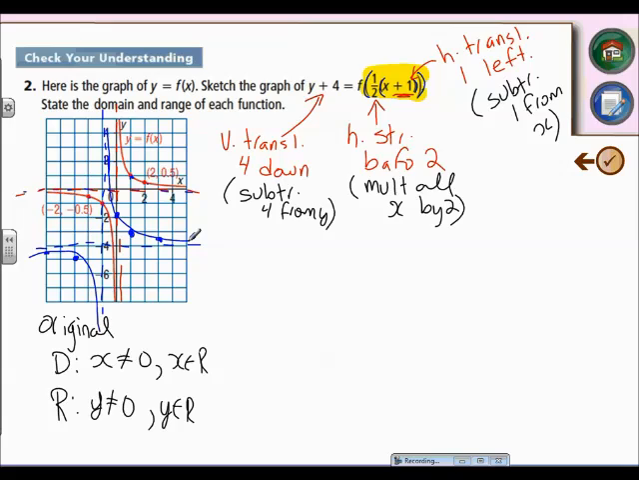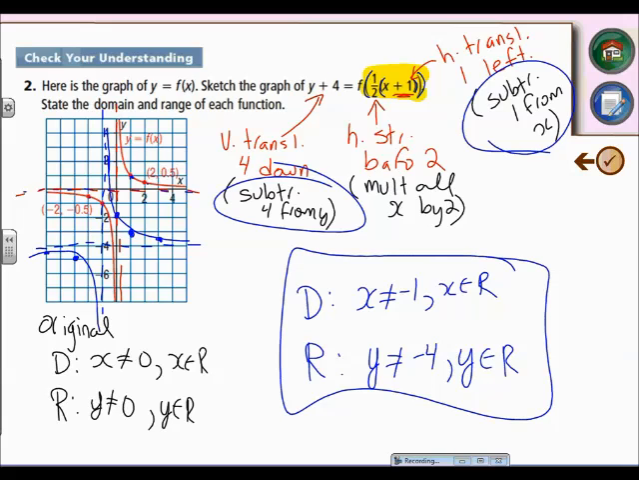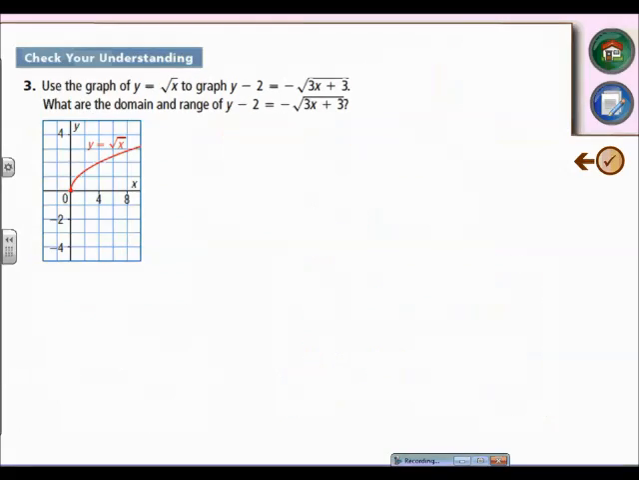Where did the asymptote move to? So in our domain, the asymptote on the x, the vertical asymptote, moved to the left 1. So we're going to take our domain to the left 1. X cannot equal -1, x-er. Then our range, we took it down 4. So I'm going to take my range down 4. That's the way that they like to ask asymptote work.